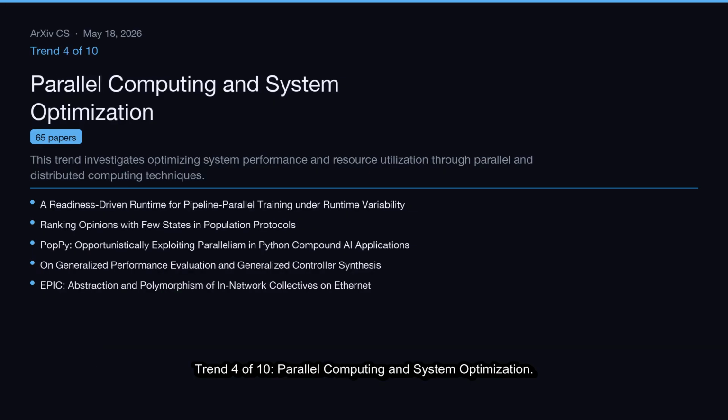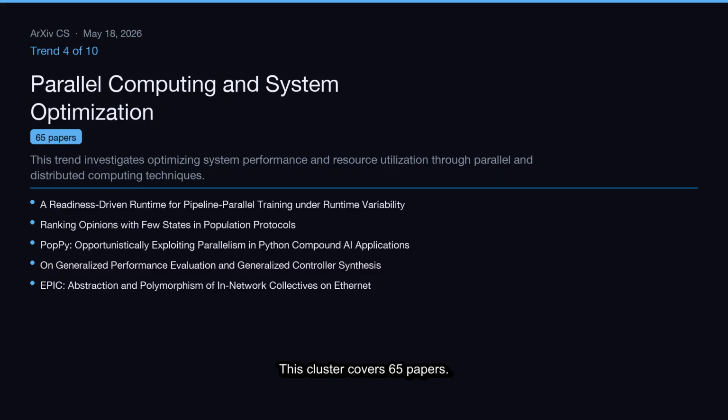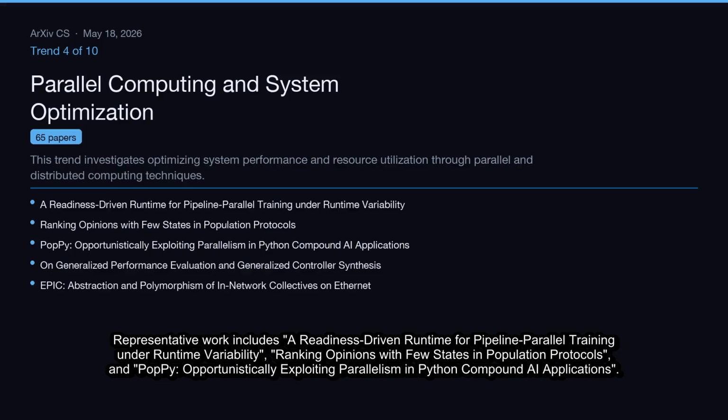Trend 4 of 10, parallel computing and system optimization. This trend investigates optimizing system performance and resource utilization through parallel and distributed computing techniques. This cluster covers 65 papers. Representative work includes a readiness-driven runtime for pipeline parallel training under runtime variability, ranking opinions with few states and population protocols, and POPI, opportunistically exploiting parallelism in Python compound AI applications.